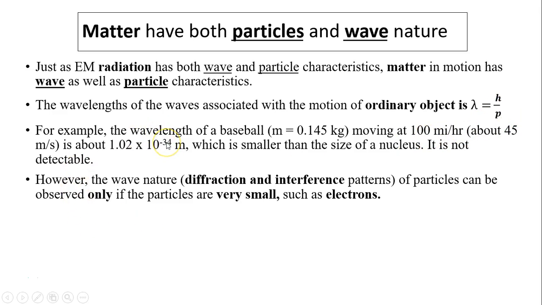For example, let's figure out the wavelength of a baseball that's moving about 100 miles per hour. By using this equation, lambda equals h divided by mv, we have lambda equals 1.02 times 10 to the negative 34 meters. This is a very, very small number. In fact, it is smaller than the size of a regular nucleus, so it is obviously not detectable. However, the wave nature, such as diffraction and interference patterns of particles, can be observed if the particles are very small, such as electrons. As you can see in the video, that is the electron diffraction called the double slit experiment.